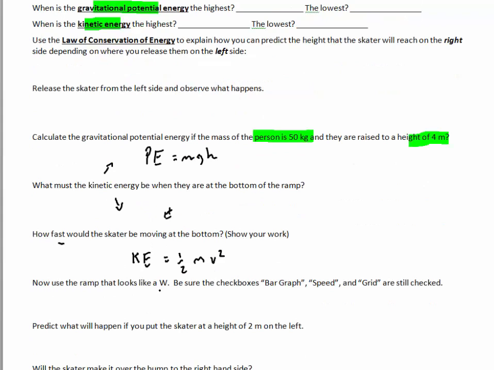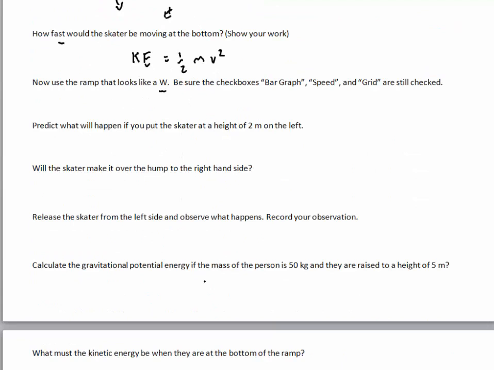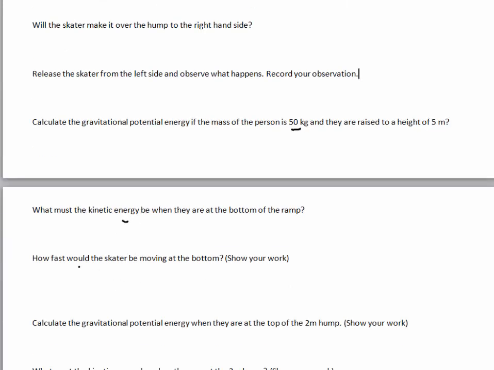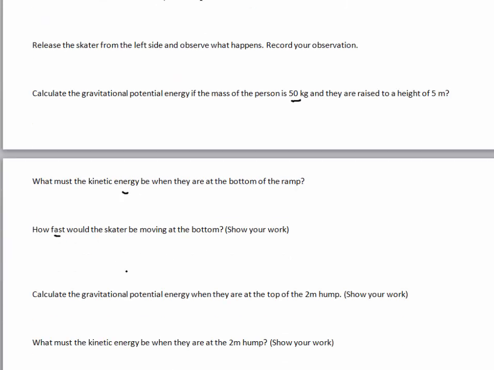Then I have you just use a different ramp and make some observations and predictions. And just some more calculations. Again, potential energy is going to be mass times gravity times height. Same thing, kinetic energy, and we can figure out how fast they'd be going.